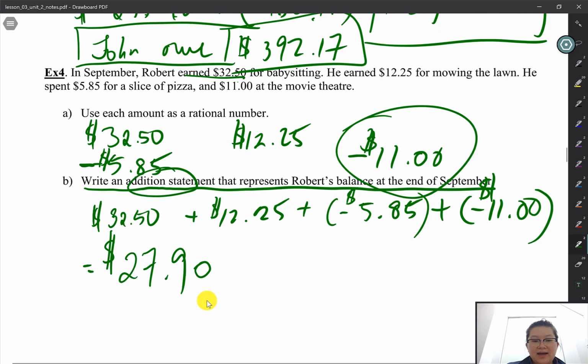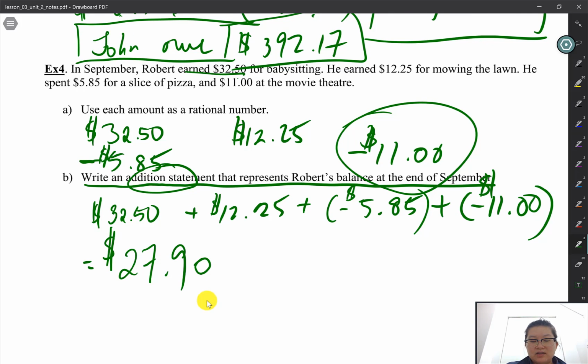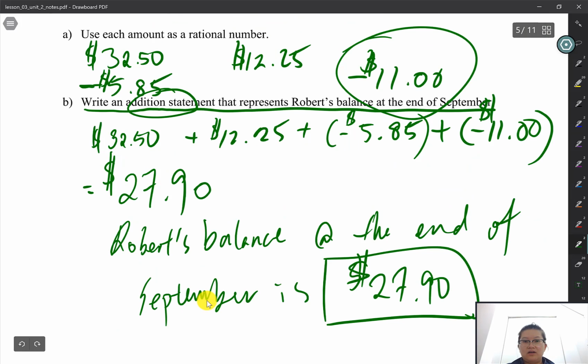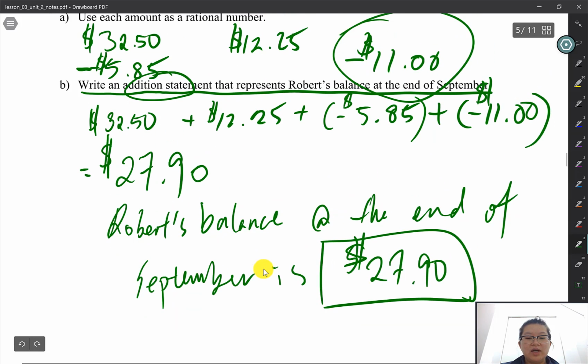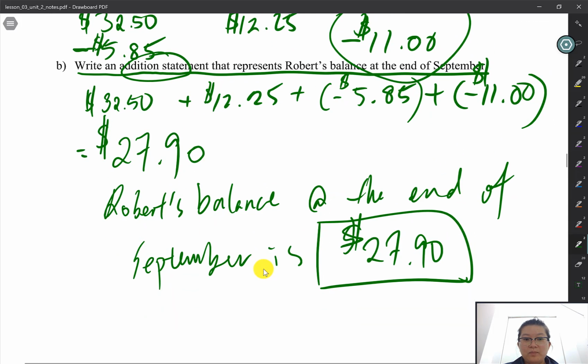Okay? And last but not least, write a sentence. So Robert's balance at the end of September is $27.90. Okay, so here we go. This is the answer to this last question. So don't forget your communication skills.